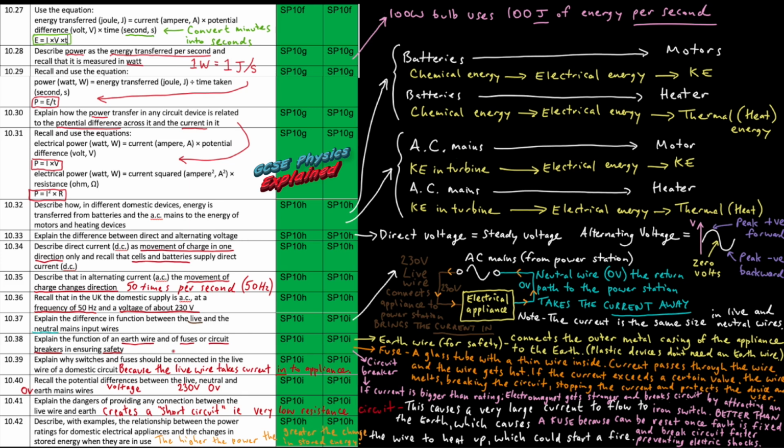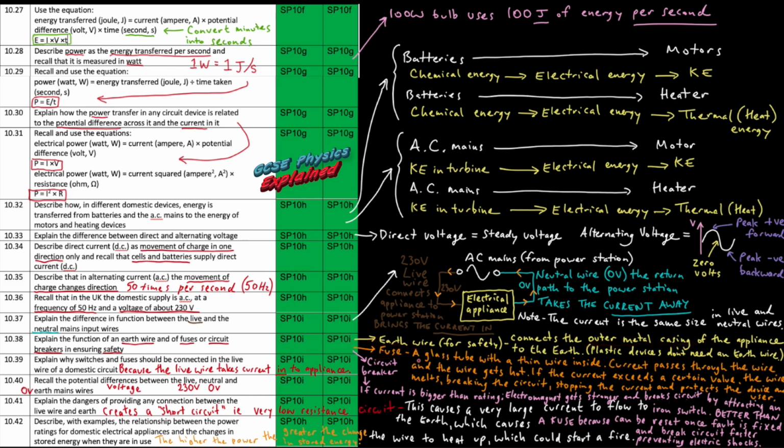Explain the function of an earth wire and of fuses or circuit breakers in ensuring safety. So basically, if they say, what does the earth wire do, the fuse do, or a circuit breaker do, for 1 basic mark, you just say it's for safety. If you want to know a little bit more, the earth wire connects the outer metal casing of the appliance to the earth. Now, plastic devices don't need an earth wire. So you only need an earth wire if you've got like a metal kettle or a metal drill or just anything electrical that's got a metal outer casing. It needs an earth wire.